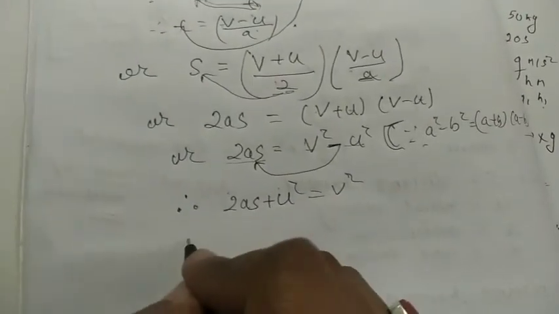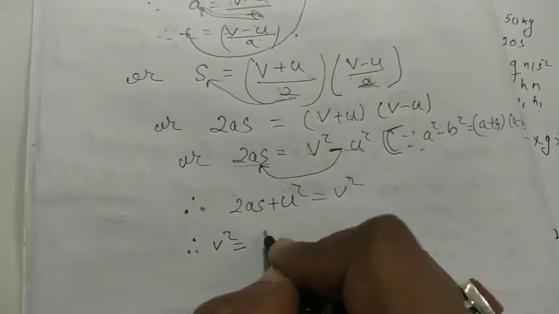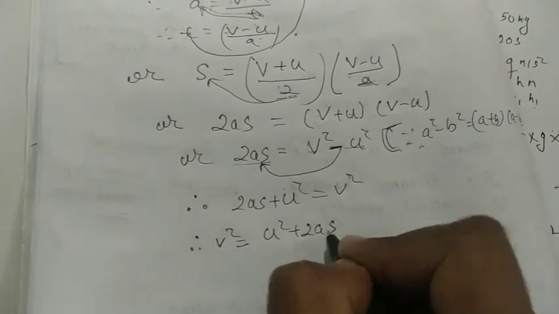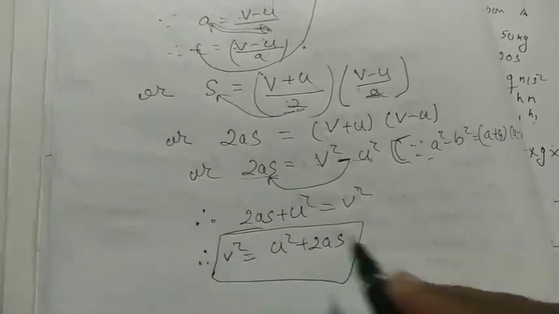Let's write in a simple form. Therefore v square equals u square plus 2as. Yes, this is our third equation of motion.